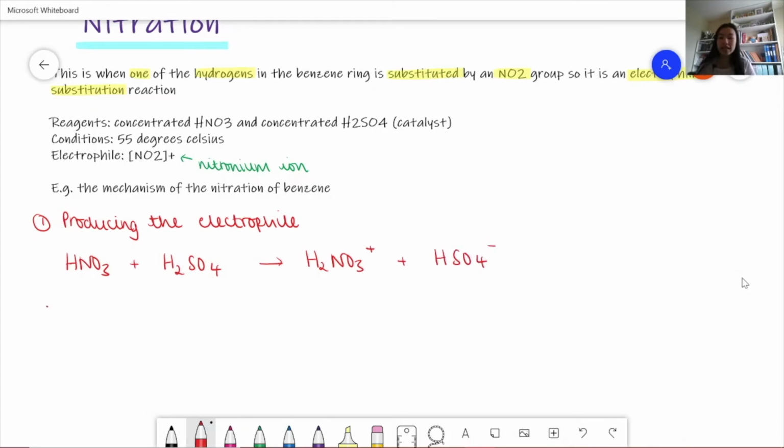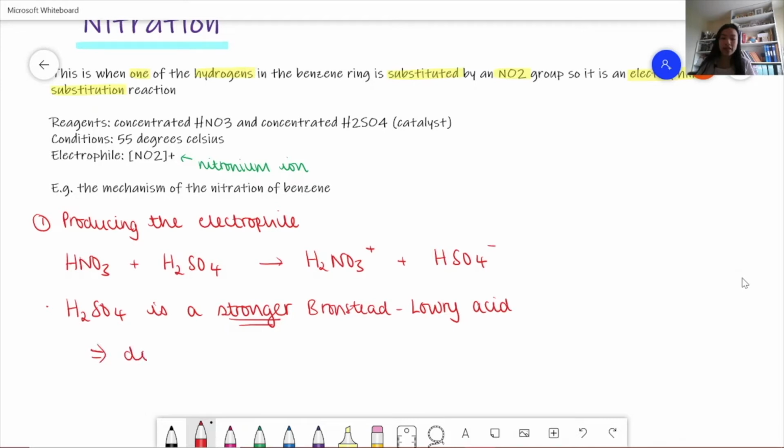So why this happens is that the sulfuric acid is a stronger Bronsted-Lowry acid, and so that means that it donates a proton or a H plus to the HNO3. So H2SO4 is acting as the acid and HNO3 is acting as a Bronsted-Lowry base, so it's accepting a proton.